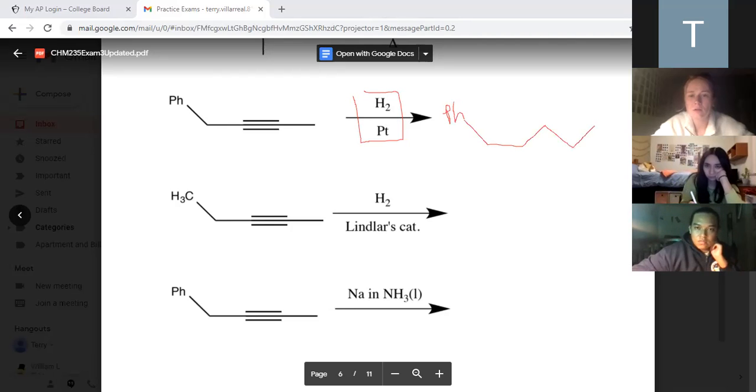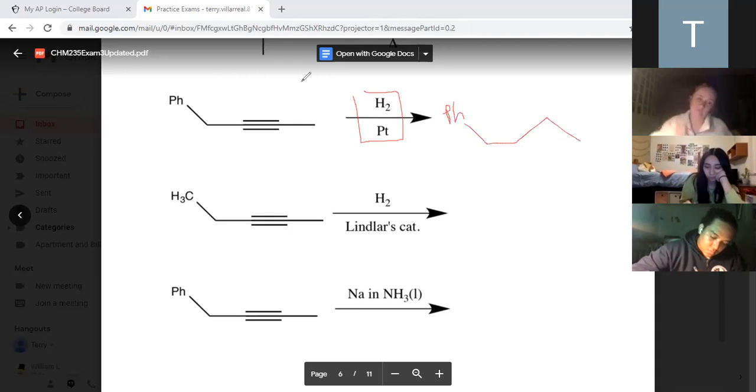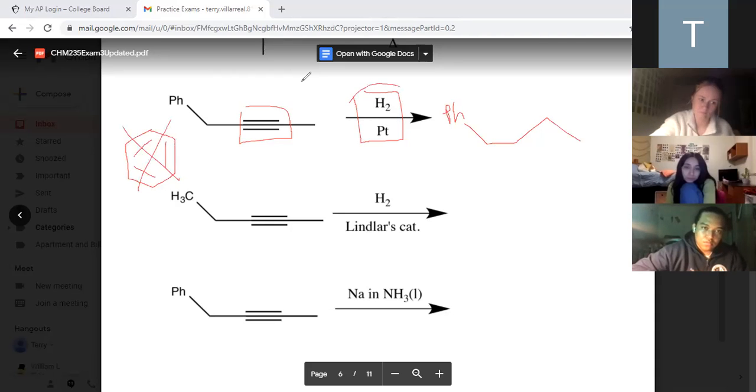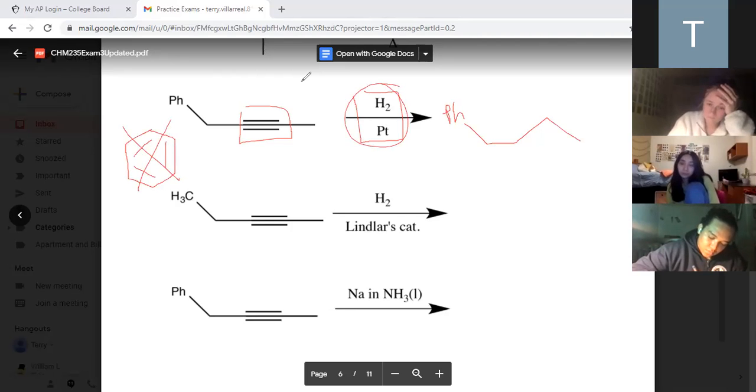So hydrogen and platinum, H2 and platinum, will turn any alkene or alkyne into an alkane. The only thing it will not affect is a benzene ring like this; it will not react with these. Any other double bond or triple bond will completely go to alkanes, so they will completely disappear. Does that make sense?